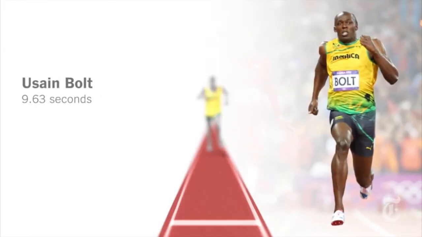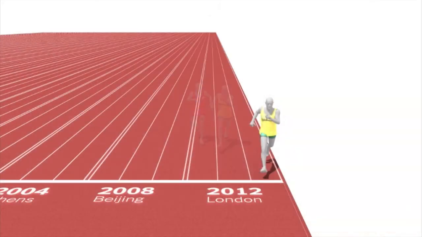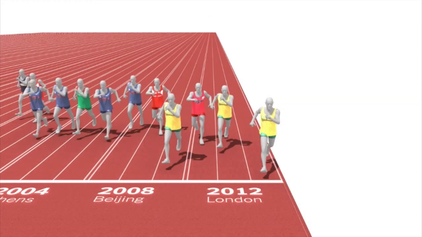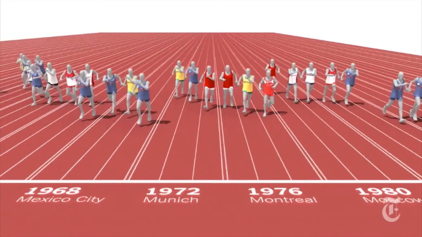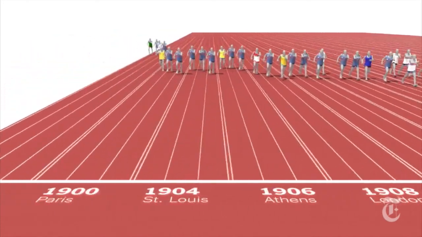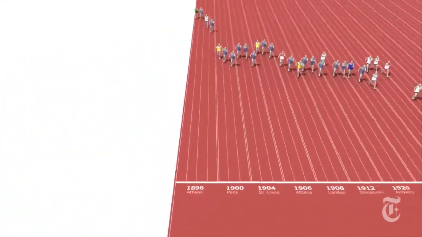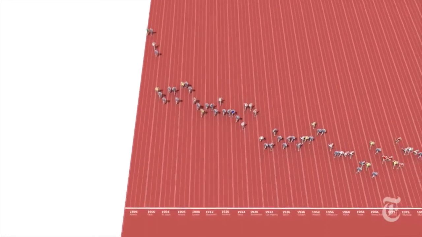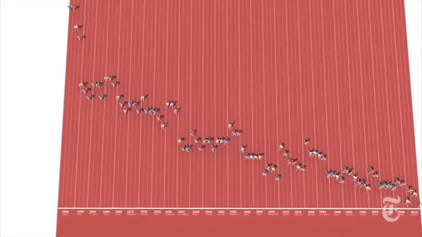Just how fast was Usain Bolt's gold medal sprint? Let's put him on a slightly bigger stage and see him race against every Olympic medalist since 1896. This imaginary race, assembled using runners' average speeds, reveals just how much faster sprinters have become.